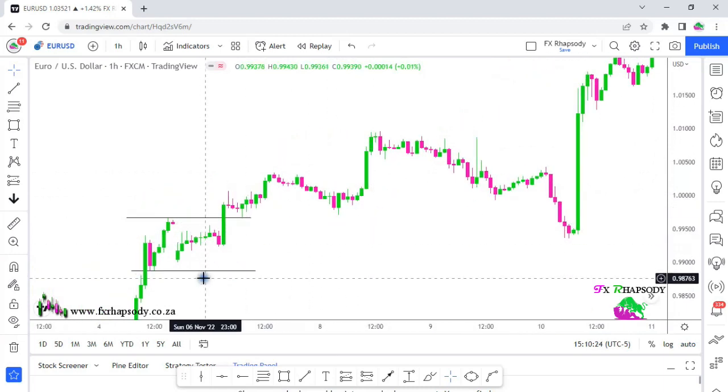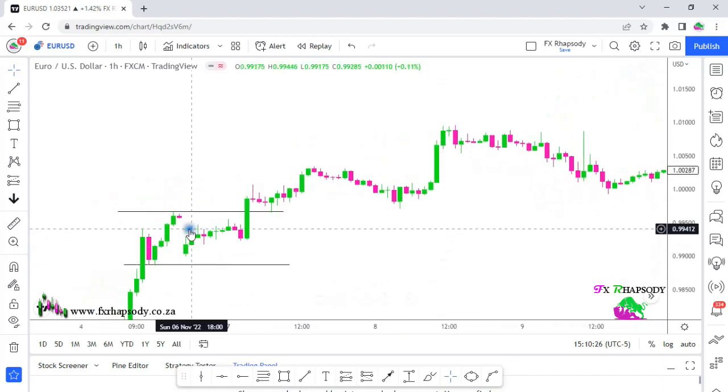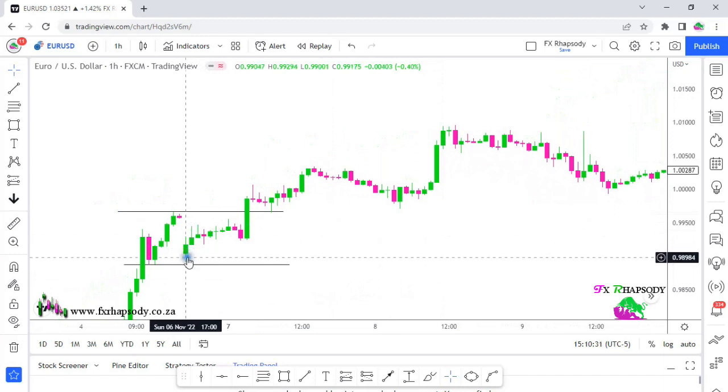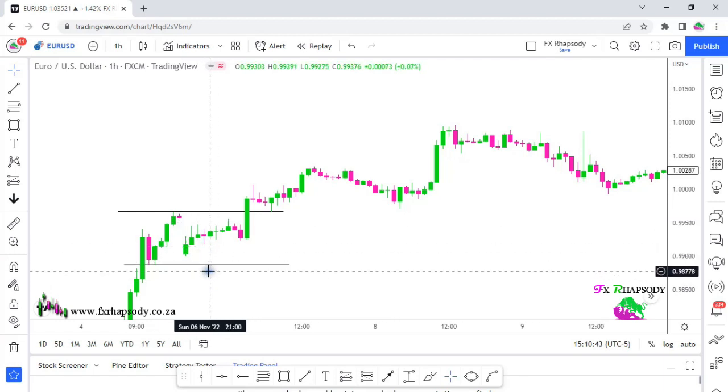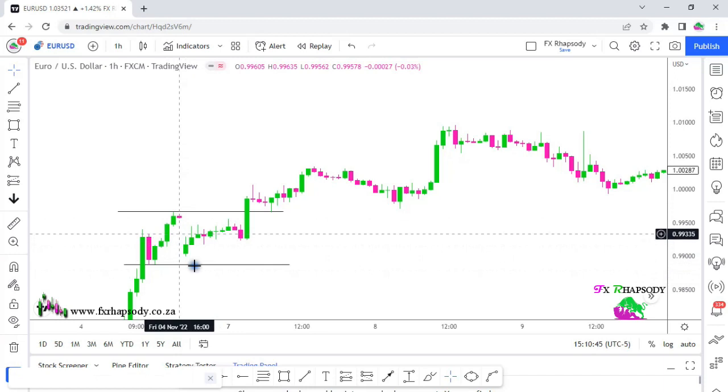On the 1 hour time frame, again, we saw this gap in the market. I had a comment asking when these gaps occur. These gaps usually occur when it's going to be two things. It's either a big news event or it's going to be over a weekend. Okay, this is obviously over a weekend when this gap occurs.